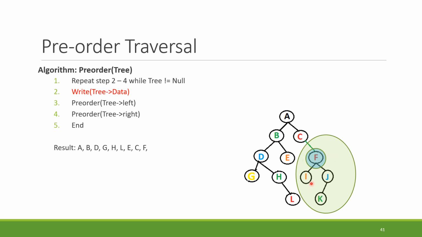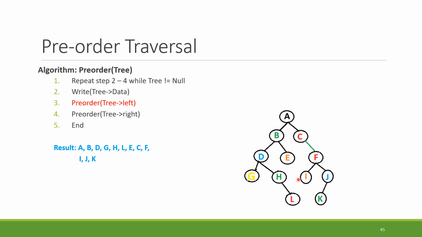Then go for the left subtree. Here I only have one node, so read that. And then go for the right subtree. In this right subtree, the root is J. Then go for the left subtree, which is K. So now you can see that the whole tree is traversed in pre-order.